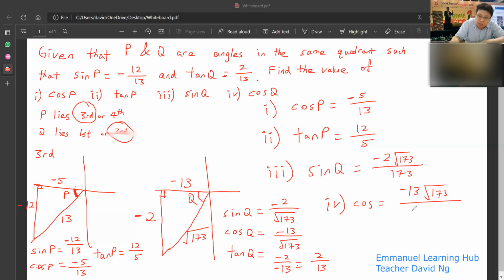Okay, never leave your answer in decimal. Because they're asking for surds, this kind of question, most of the time. Even if they never explicitly tell you to leave in surd, you still leave in surd. Don't leave in decimal. You leave in decimal, you get penalized. Let you know first.